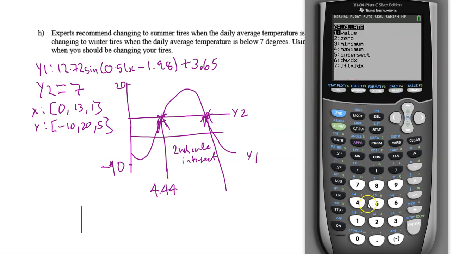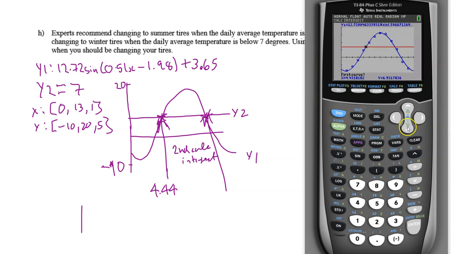And second calc, intersect, and what I'm going to do is just pop down to the red line because it's faster to go across. And this will be in the fall when we should be changing, when the temperature drops below 7 degrees Celsius, and we should be changing to our winter tires. And we got 9.59. 9.59.